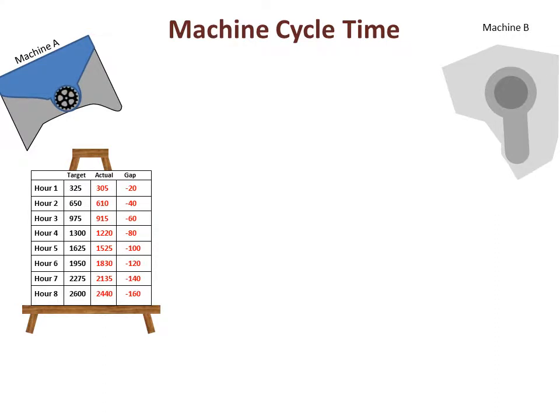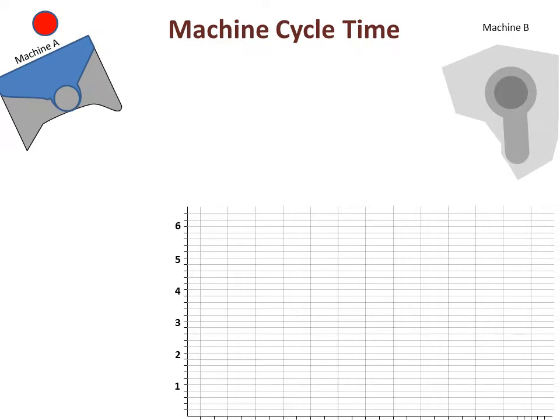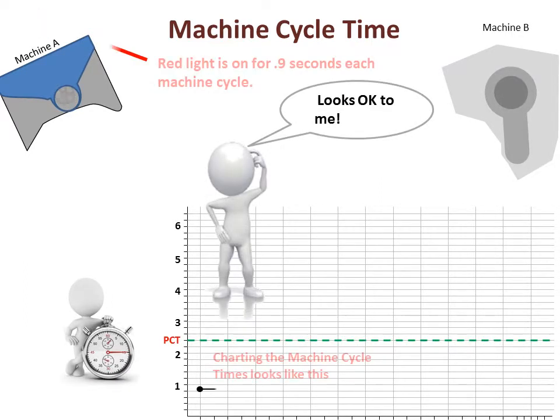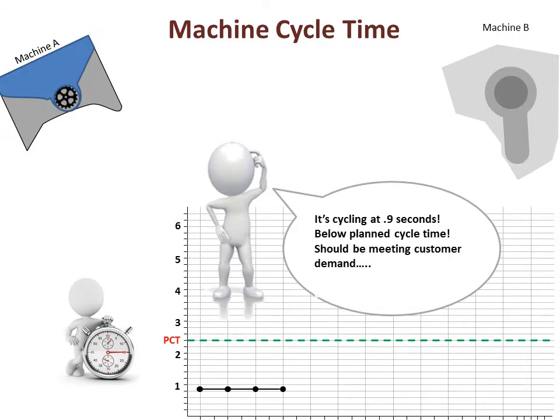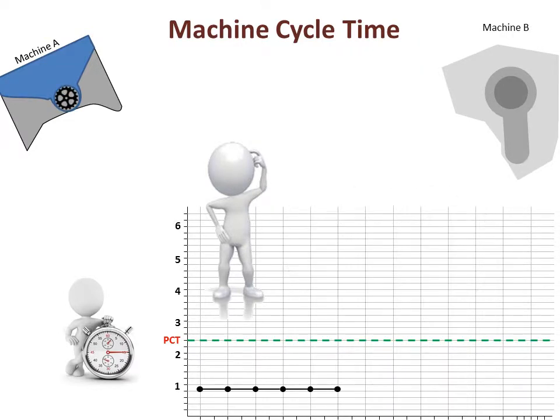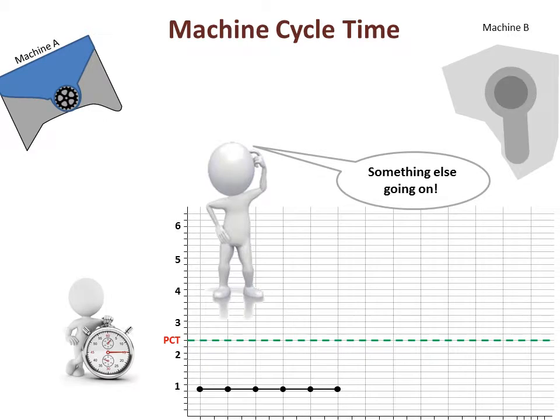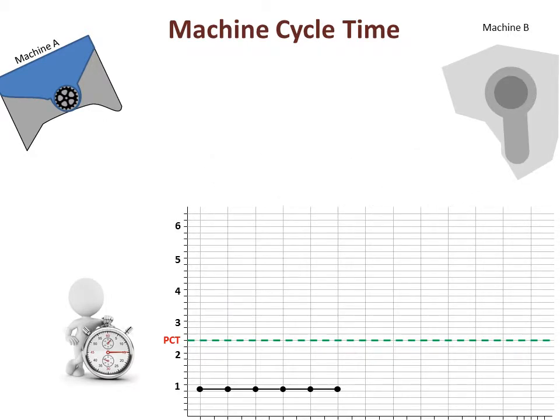To understand why this happens, we need to understand the difference between machine cycle times and what we call exit cycle times. For example, we know that machine A's cycle time is okay because its red light comes on for 0.9 seconds each cycle. We've even charted it. The machine cycles are very consistent and well below the planned cycle time of 2.5 seconds that we need to meet customer demand. There must be something else going on. Perhaps something that we're missing.